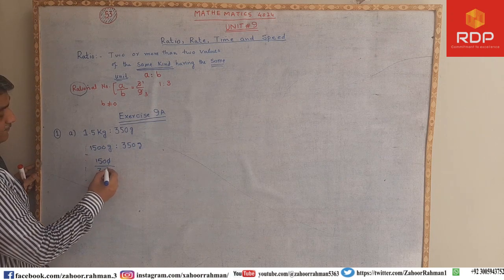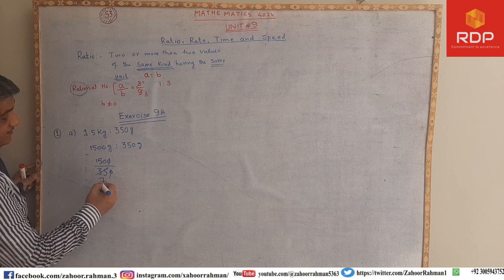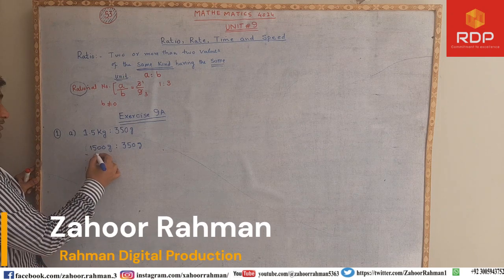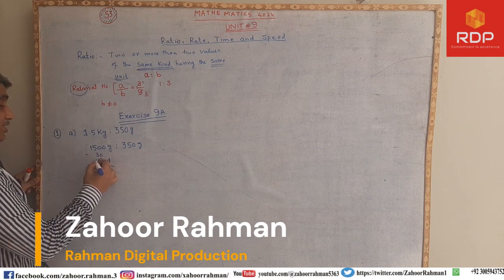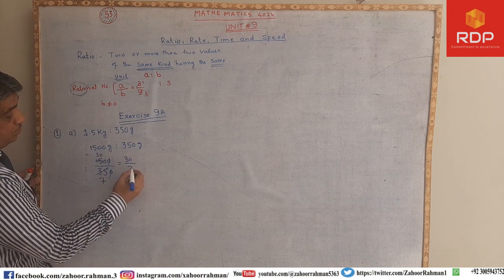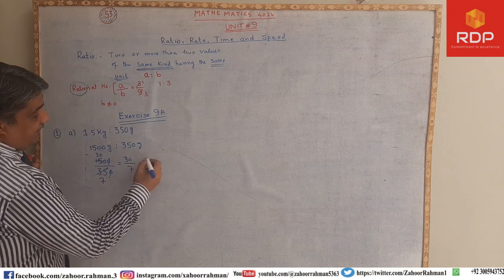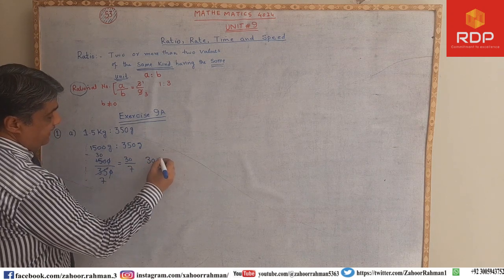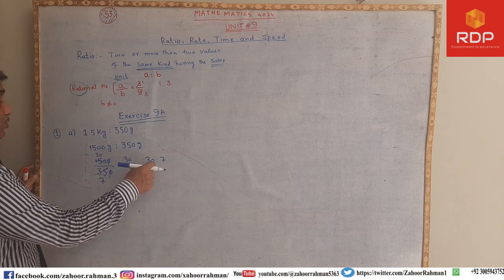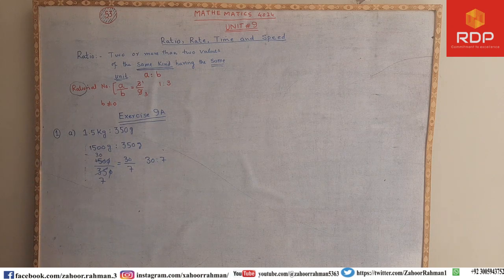So 5 sevens are 35, and then 5 threes are 15, and 0 is this one. So it means 30:7. So this is the simplest form, because both the quantities are not further divisible by any same number.